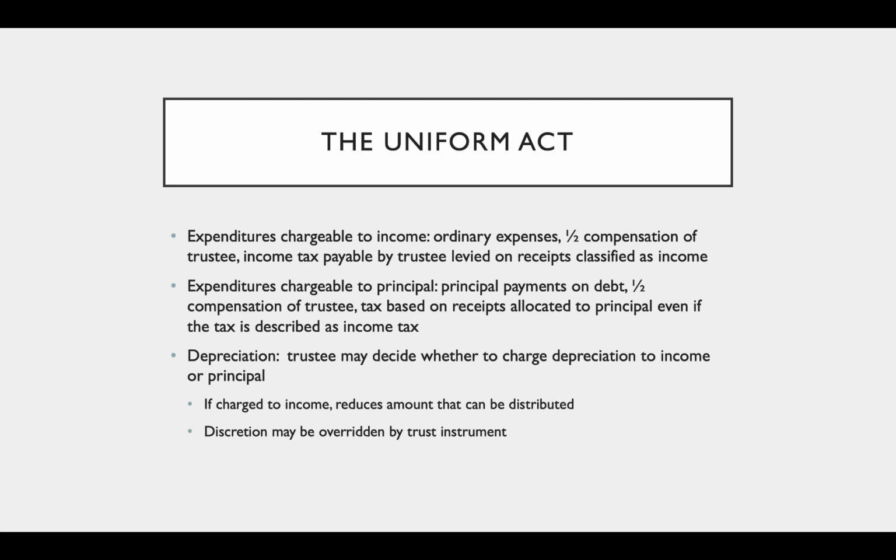When we have depreciation, the trustee may decide whether to charge that to income or principal. If it's charged to income, it's going to reduce the amount that can be distributed during the year. And this discretion may be overridden by the trust instrument. So the instrument, the contract that creates the trust, may specify how to treat depreciation.